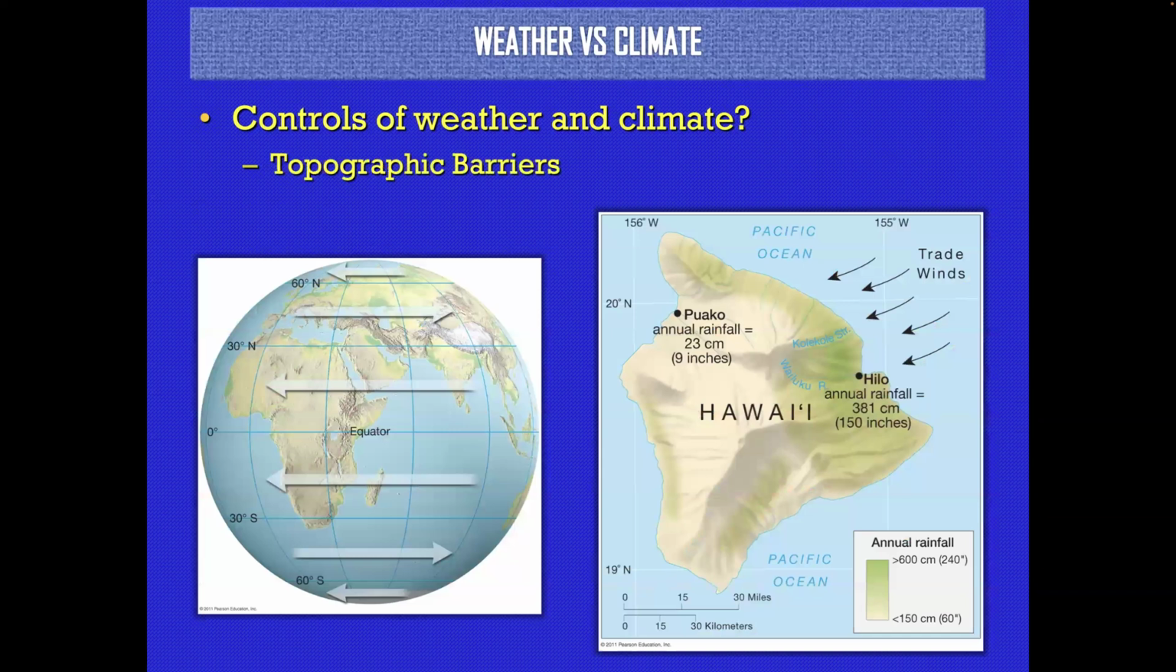Other climate controls: topographic barriers, that would be mountains, mountain chains. If you have a mountain with a prevailing wind direction, you tend to have a green area next to a very dry area.